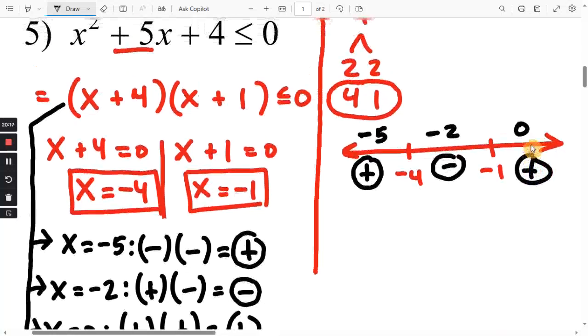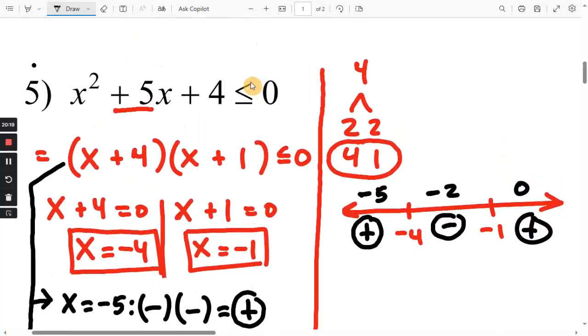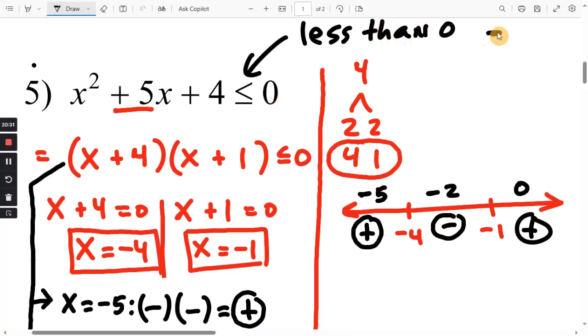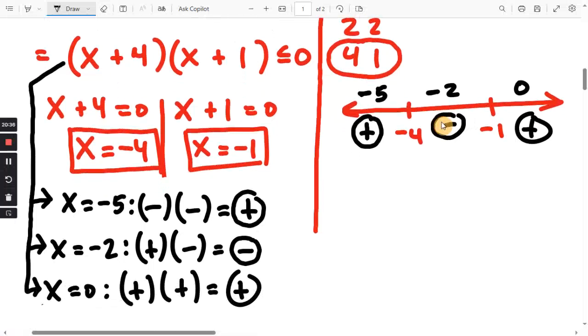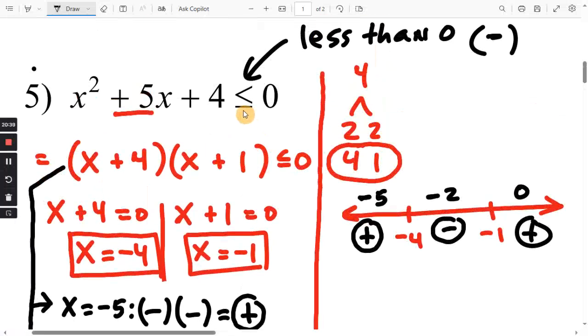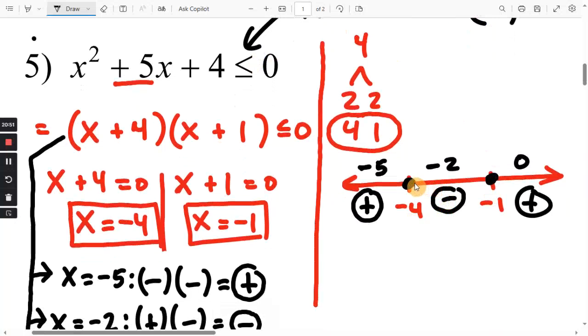All right. So, based on the original question, we're looking for the part that is less than 0. Okay, in other words, the negative section. Now, since we want the negative section, we'll actually see this bar here. It also could equal 0. So the zeros here, we can fill in the dots because it's going to include the zeros. And we want the less than 0 part, which is the negative section right in here.